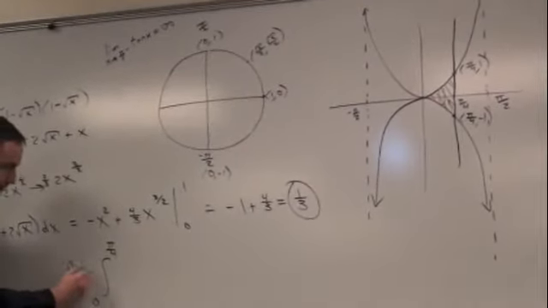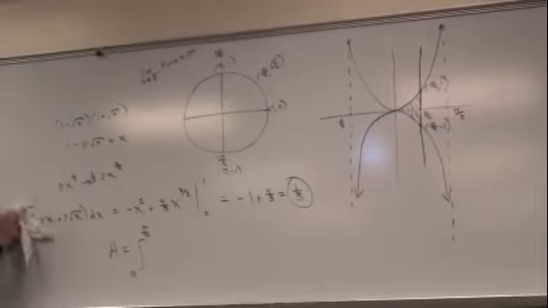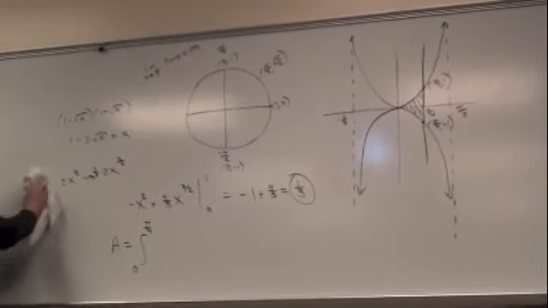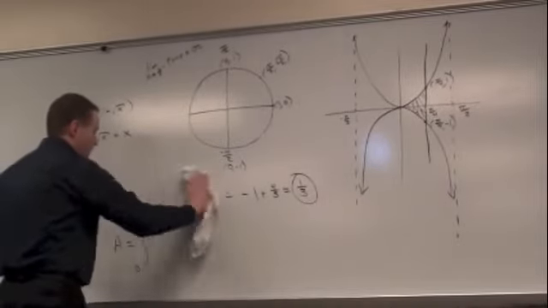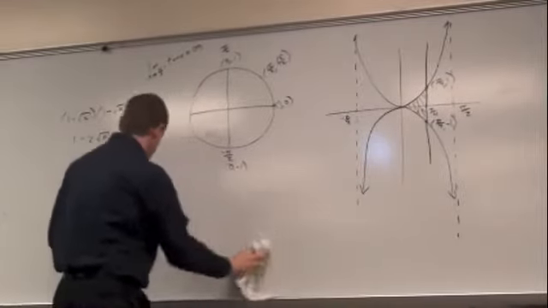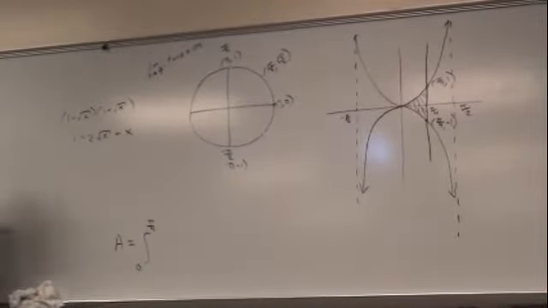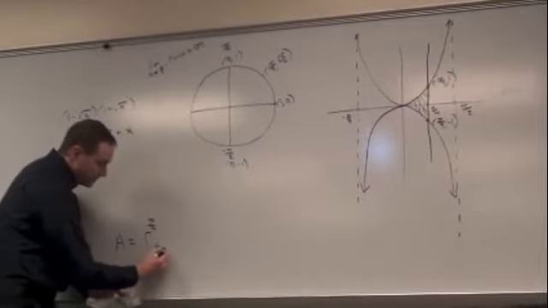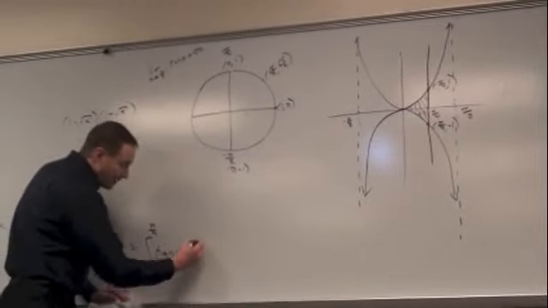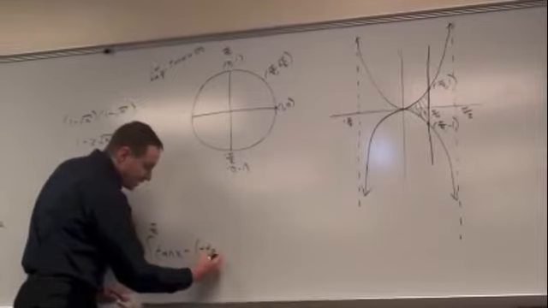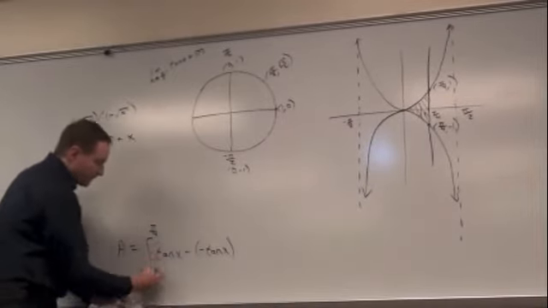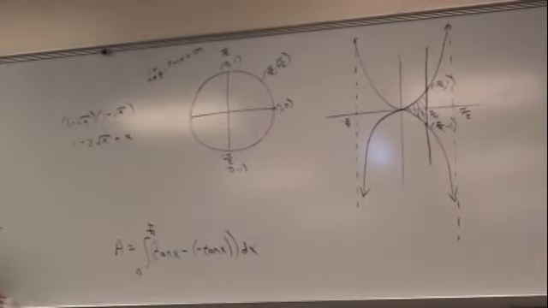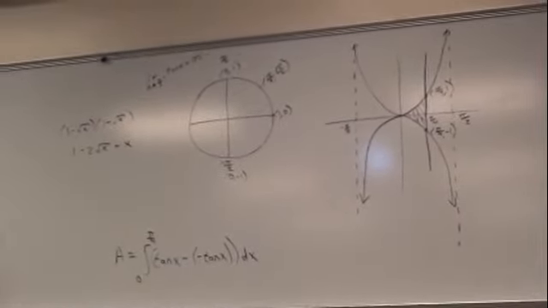So I'd say the area is equal to, let me erase this previous problem so we don't get that confused with it. So the area is equal to the integral from 0 to pi over 4 of the top function, the tangent of x, minus the bottom function, which is the negative tangent of x, dx.